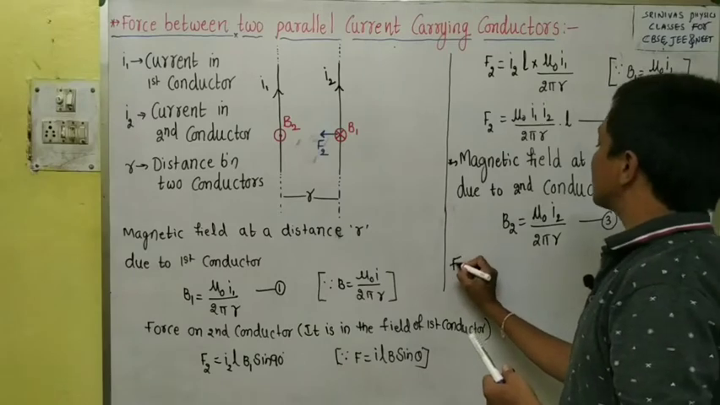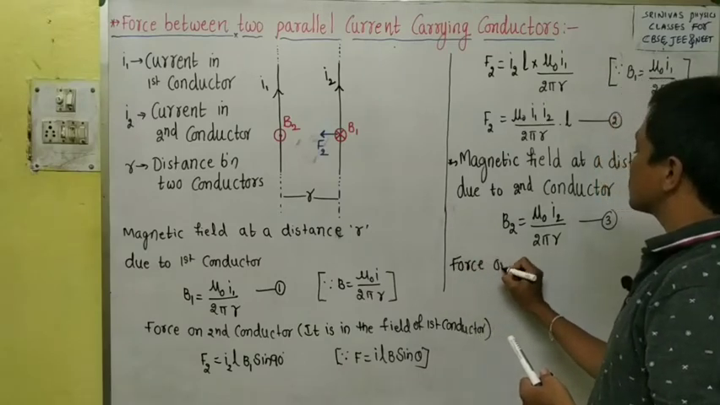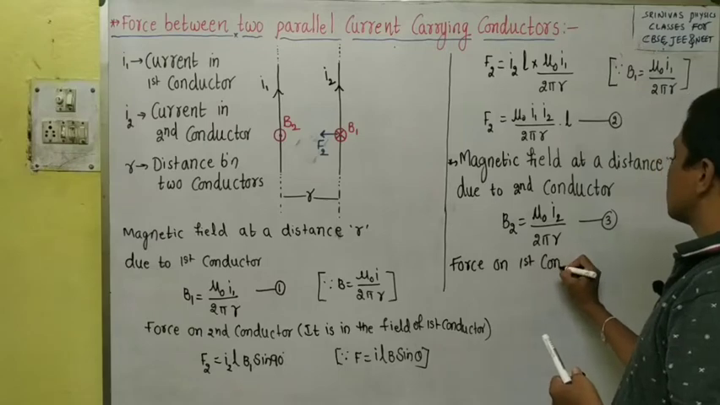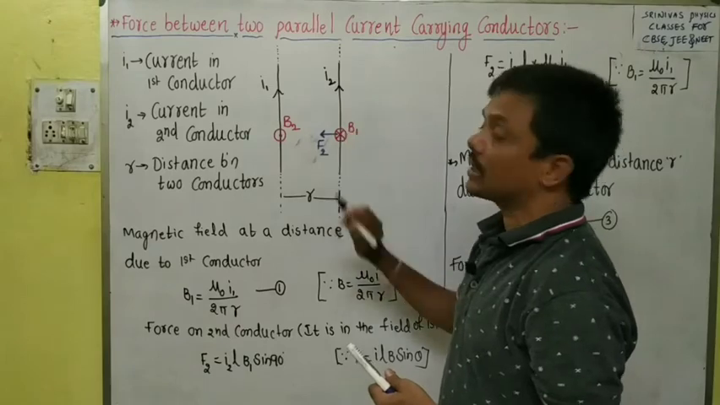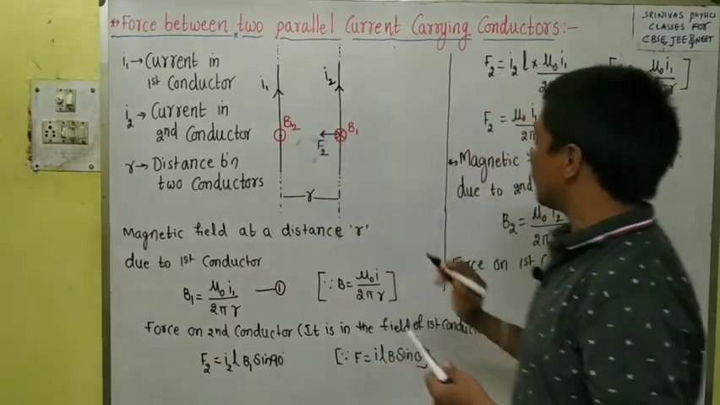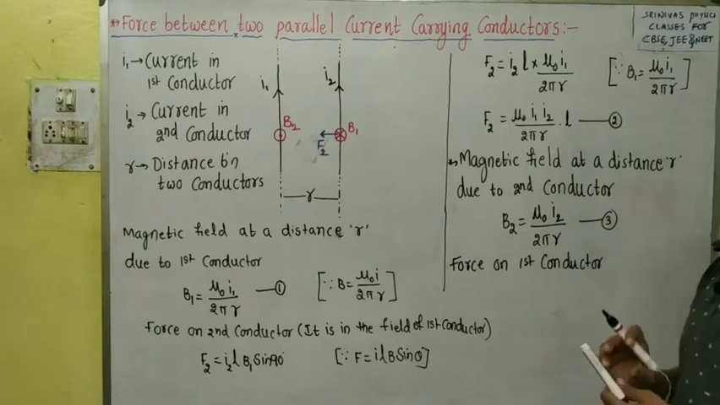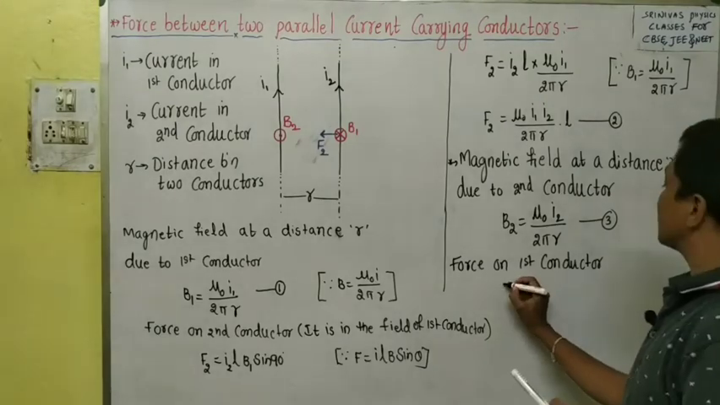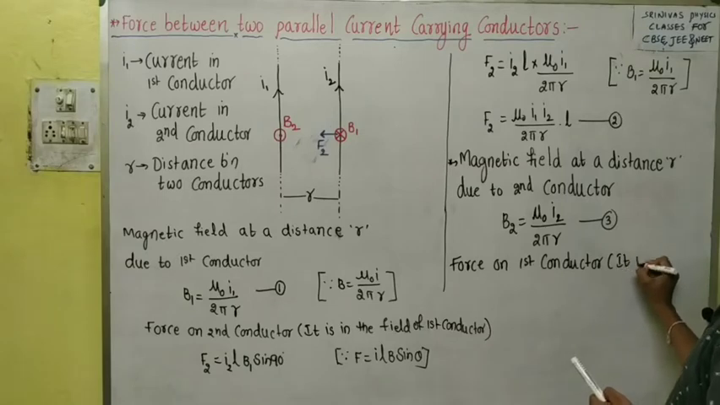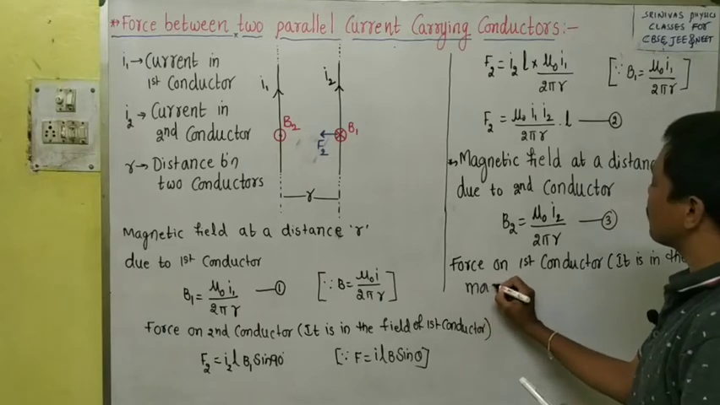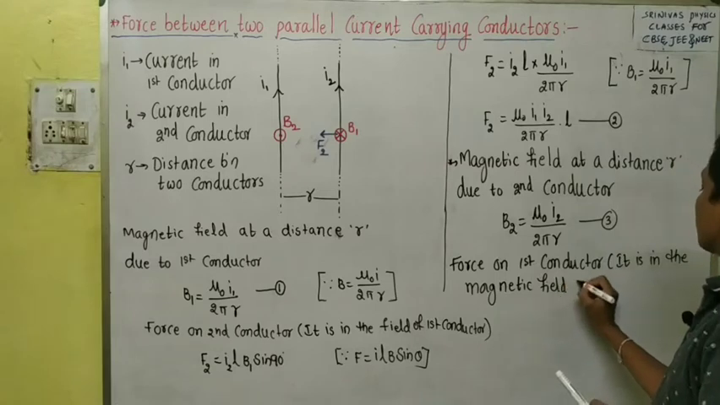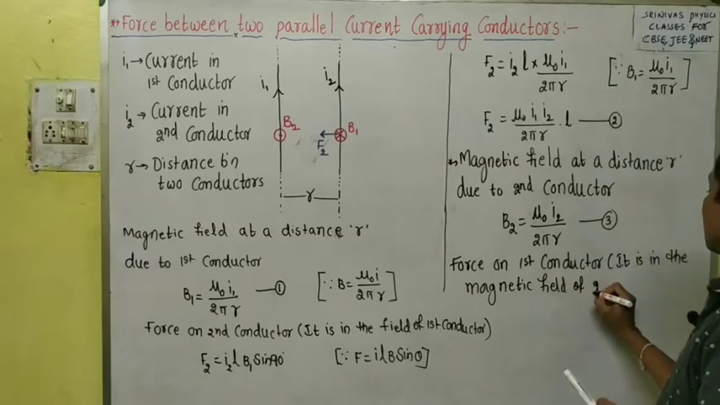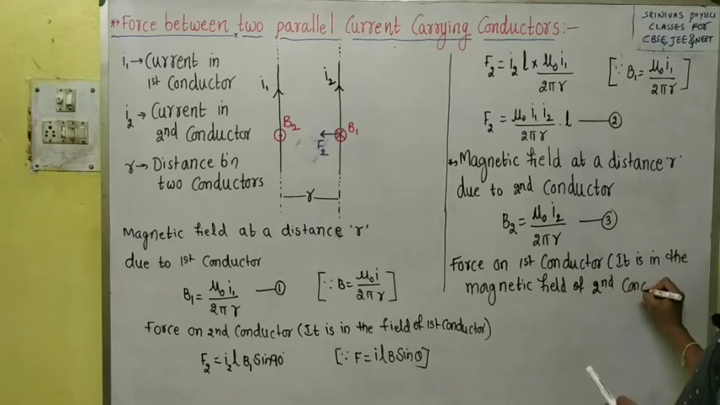Right, the force on the first conductor. First conductor is in the magnetic field of the second conductor. Second conductor is in the magnetic field of the first conductor. That's why on both the conductors the force will act. Force on the first conductor. It is in the magnetic field of the second conductor, right? Second conductor.